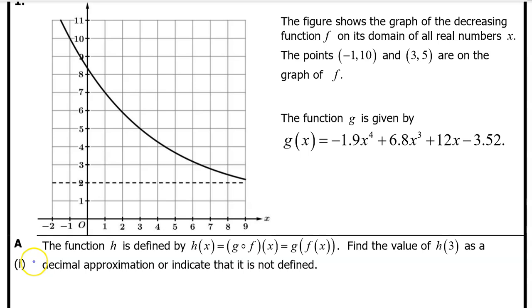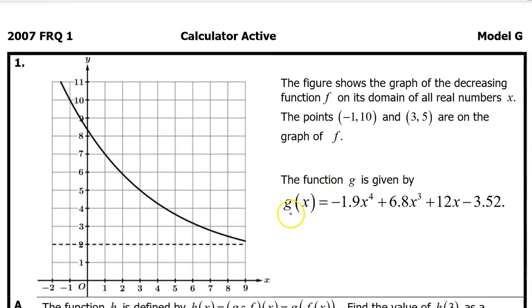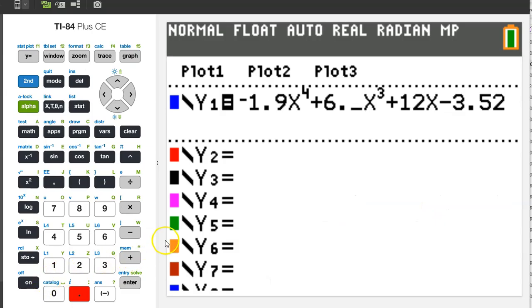Part A, part 1. The function h is defined by h of x equals g of f of x. Find the value of h at 3 as a decimal approximation, or indicate that it is not defined. This problem is calculator active, so let's go ahead and type function g in as y1. If we need to evaluate g later, we can just evaluate y1.